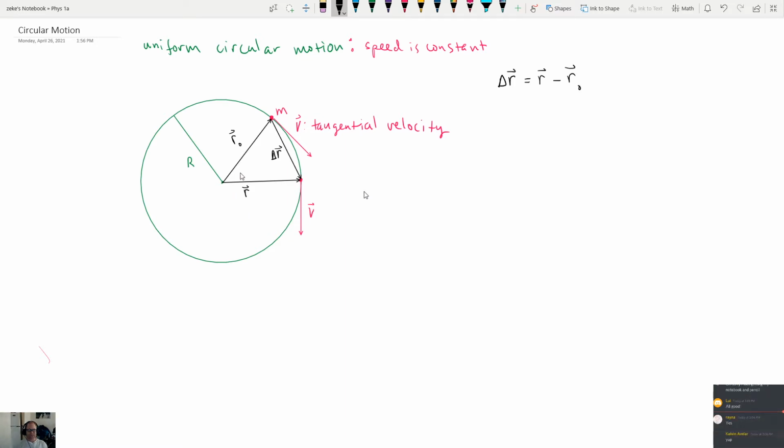And one way you can see it is that r initial plus delta r ends up being equal to r, because they're added like tip to tail. Okay. Now let's add one other thing in here.